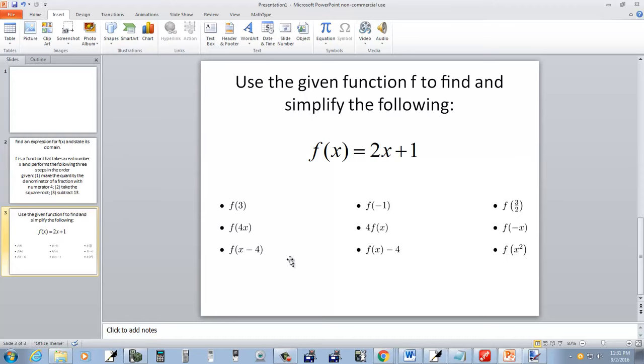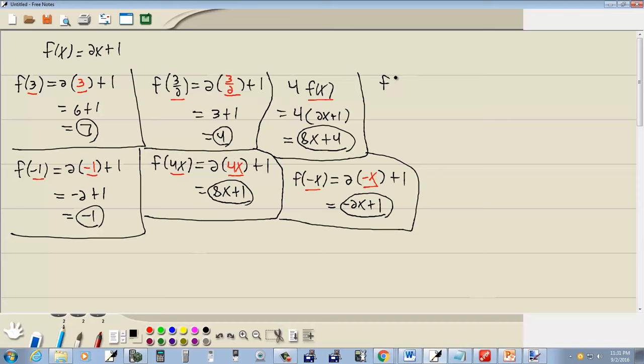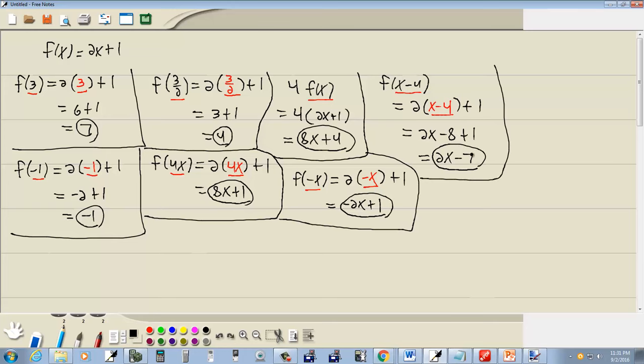Next one is f of x minus 4. So we're going to go to our original function, and where our x was, we put in a set of parentheses. Everything else remains exactly the same. Whatever's inside the parentheses here is automatically what we're going to put in here. So I'll put an x minus 4 in there. Now here we want to use the distributive property. So I'll take 2 times x, which is 2x, 2 times negative 4, which is negative 8, plus 1. Negative 8 plus 1 gives us negative 7. So we got 2x minus 7.